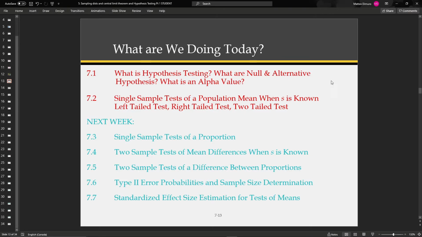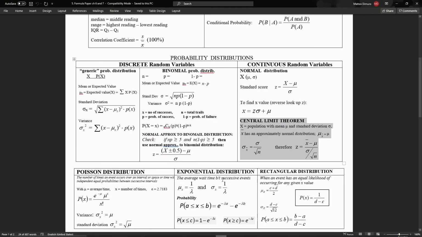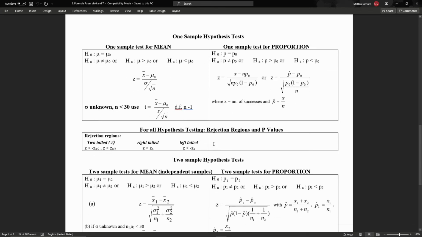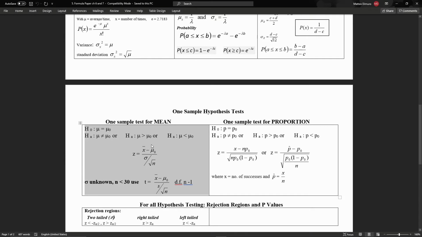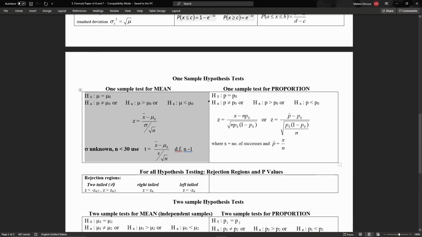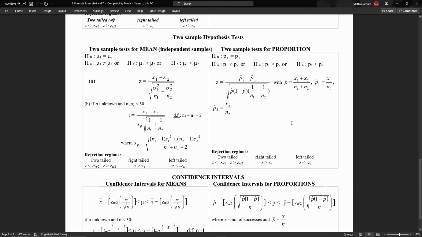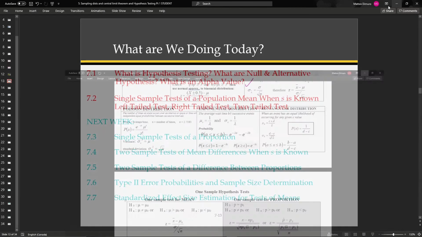So what is hypothesis testing? What are null and alternative hypotheses? And what's an alpha value? So we'll do that. And then we're going to be looking at single sample tests of a population mean. And if you look at your formula sheet here, again, I kind of update it week by week as we do stuff so it doesn't get too crazy. So we're looking at this box right here. So one sample hypothesis test for mean. And I believe we also do for proportion as well. Okay, so this stuff actually will be the second half of that next week.